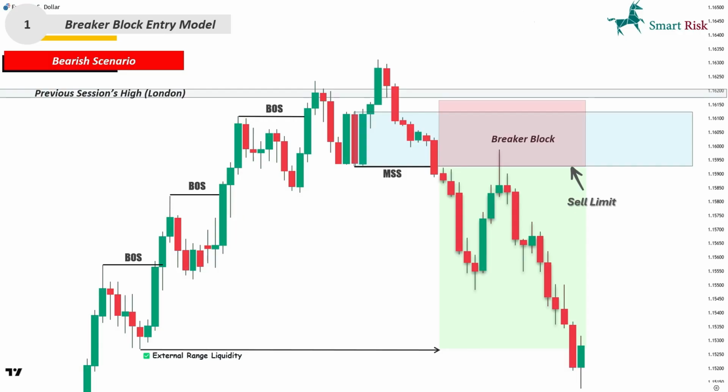Also, if you want to use a more refined and slightly conservative entry, you can place your order at the midpoint of the point of interest. This option usually gives you a better risk-to-reward ratio by tightening your stop loss nearly in half, while also potentially doubling your R to R.